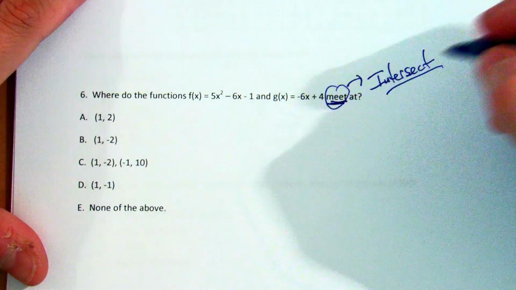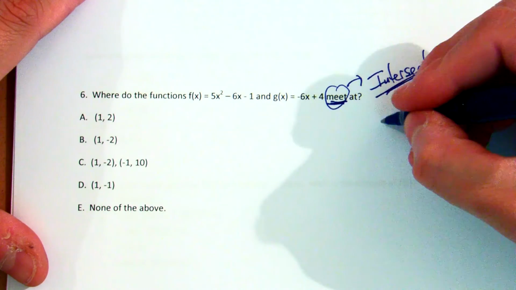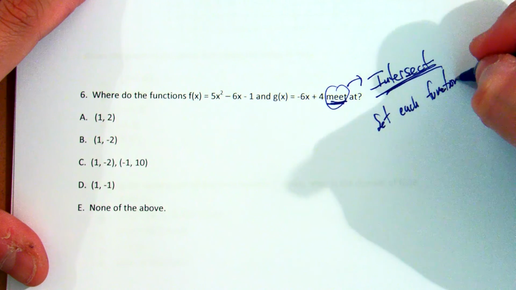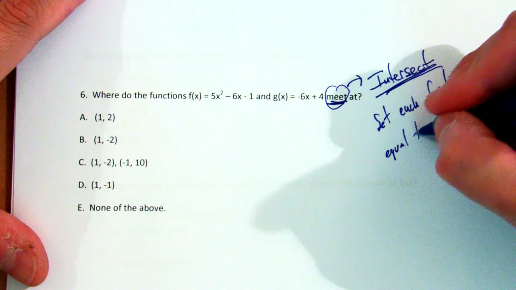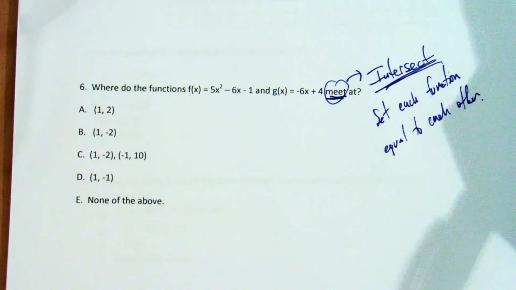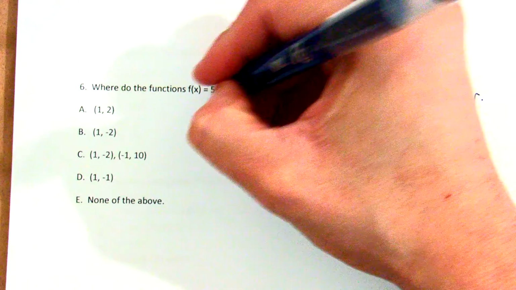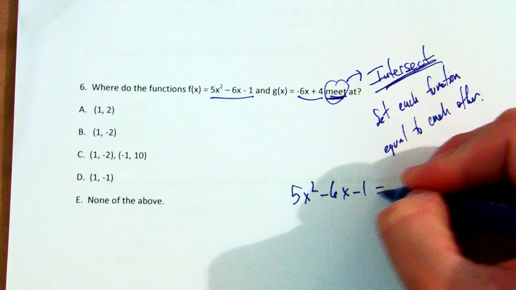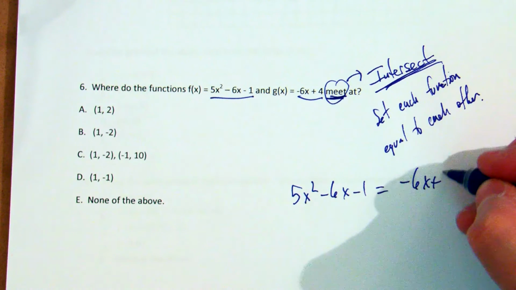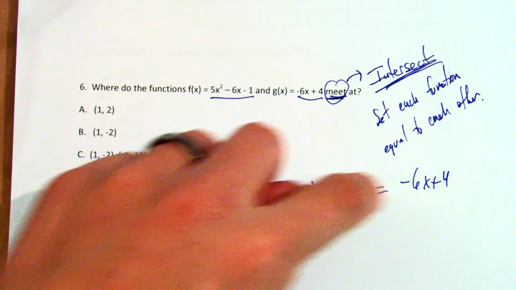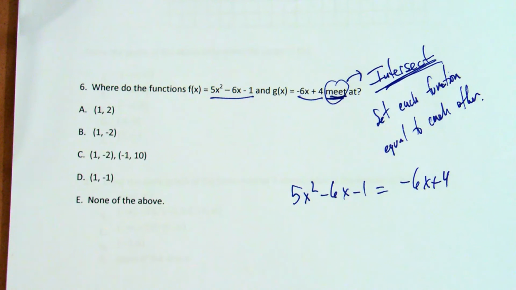Whenever you have functions intersecting, you want to set each function equal to each other. Okay? So how would I do that? So we say 5x squared minus 6x minus 1 equals what? I'm going to make it so it comes out really pretty. It's not going to be ugly, because clearly, what type of equation do I have to solve for? It's a quadratic.